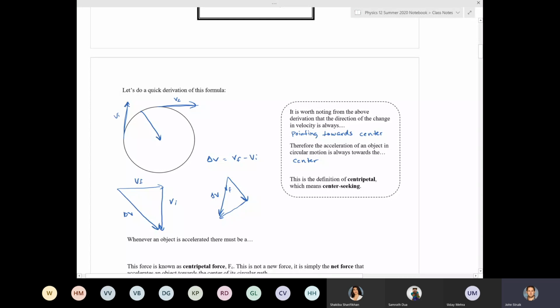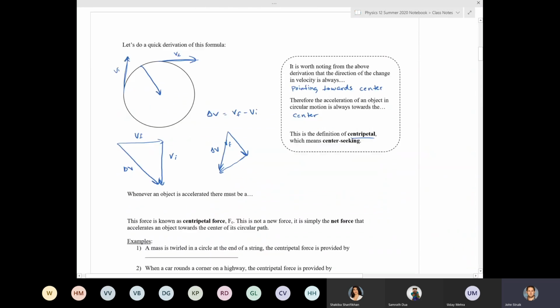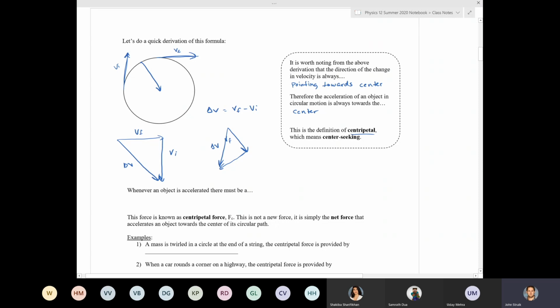And this is the definition of centripetal. Centripetal means center seeking. It's always pointed towards the center of the arc. So if something is traveling in a circular path like this, there has to be acceleration. This one would have a center of a circle right there. At all times, the acceleration is pointing towards the center of the circle.